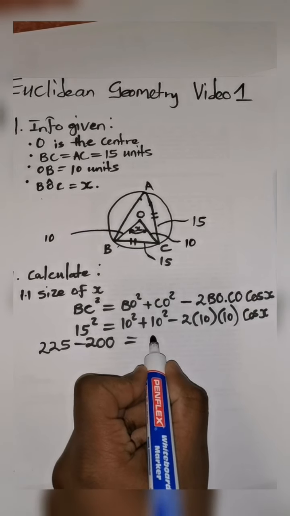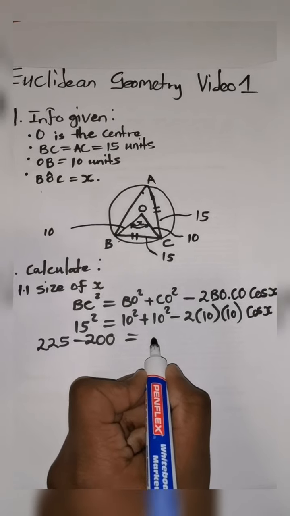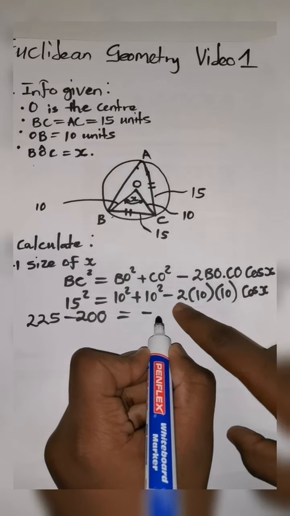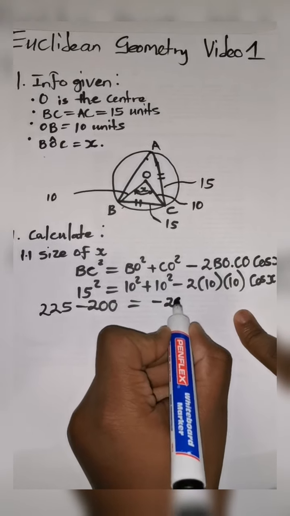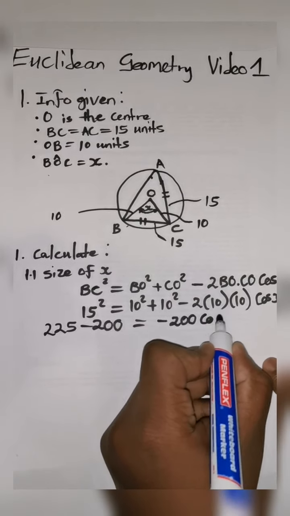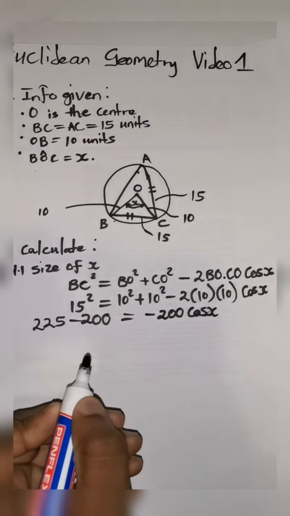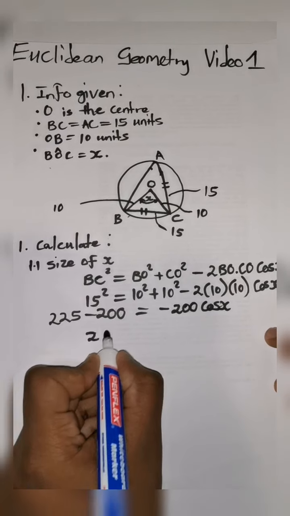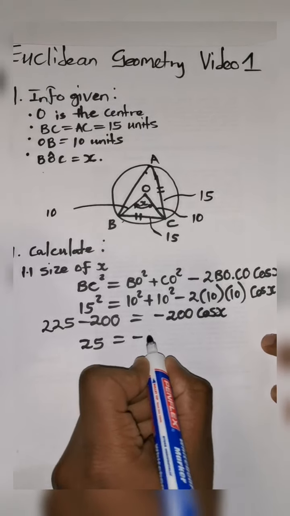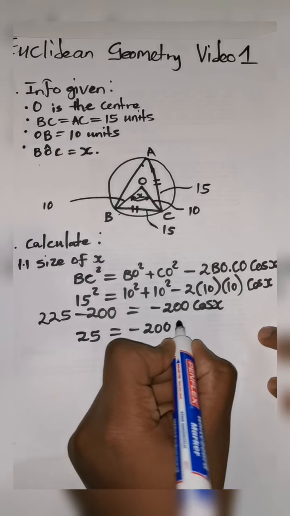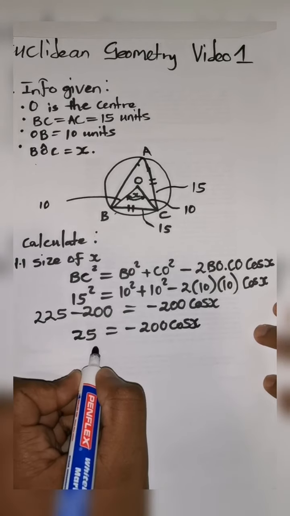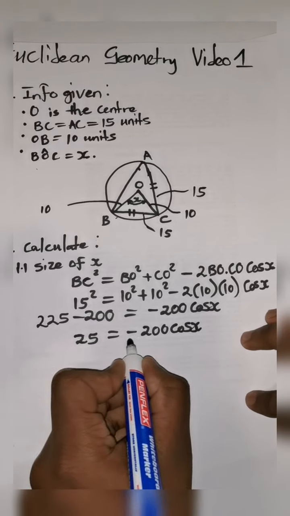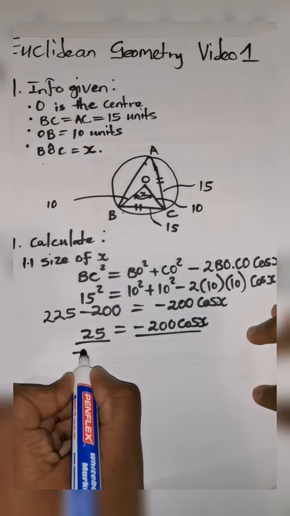And then right here we have minus 10 times 10, that's 100, so times 2, that's minus 200 cos x, right? Then we're going to solve for this. This is going to be negative, no, it's actually positive 25 is equal to minus 200 cos x. So from here it's actually simple.